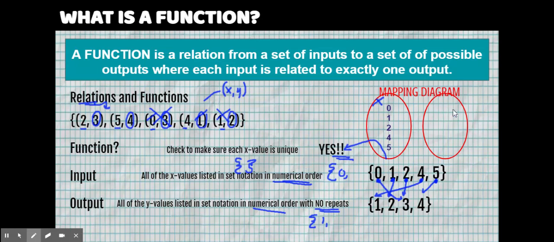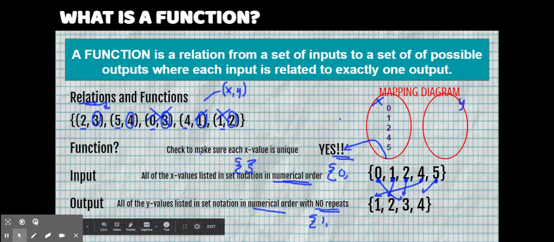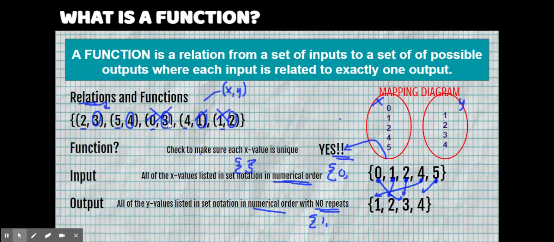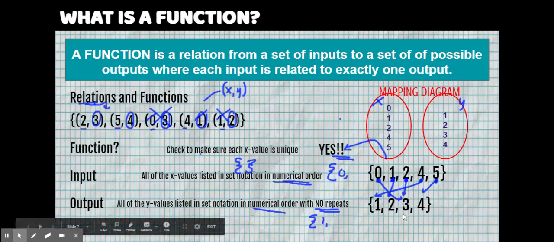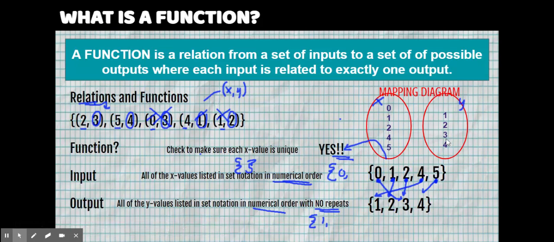And then the right side oval of our mapping diagram will represent our output values, which in this case, in numerical order, with no repeats, is our 1, 2, 3, and 4. Oops, I got to change that to my pointer. And you can see those up there. Now, yes, you're right, 3 repeats itself, but we do not list that in the output, and we do not list that in our mapping diagram for our output values.